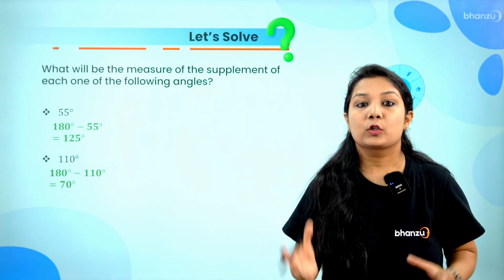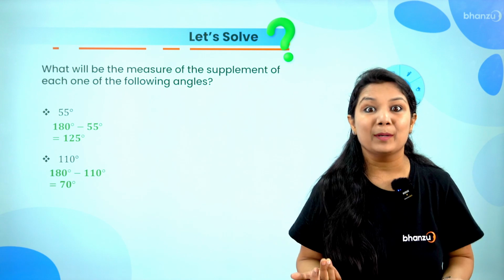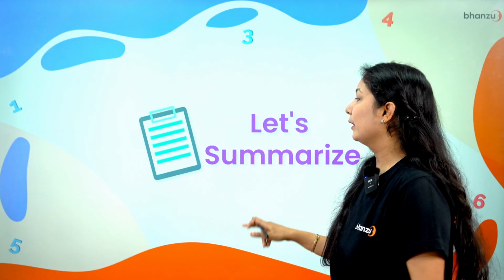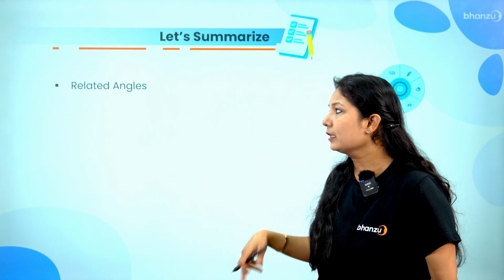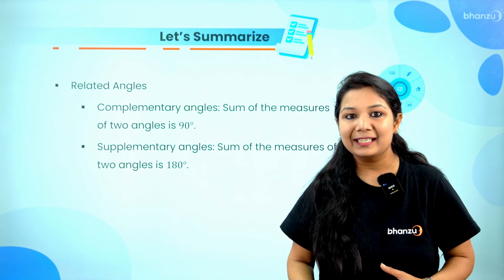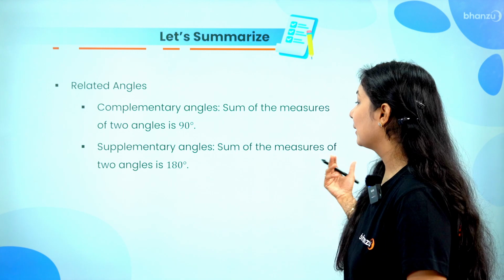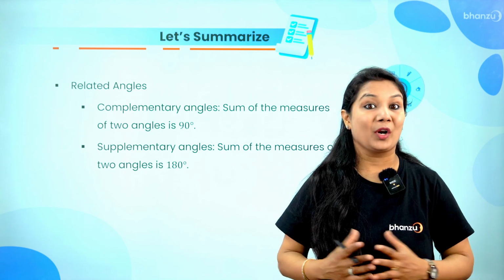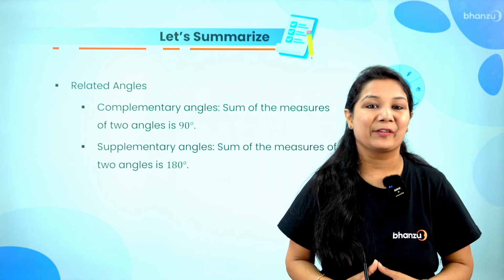Got it everybody? So till now we have covered what complementary angles and supplementary angles are. So now let's summarize what we discussed. Complementary angles are angles the sum of whose measures is 90 degrees, and supplementary angles are angles the sum of whose measures is 180 degrees. So this was all about complementary angles and supplementary angles.